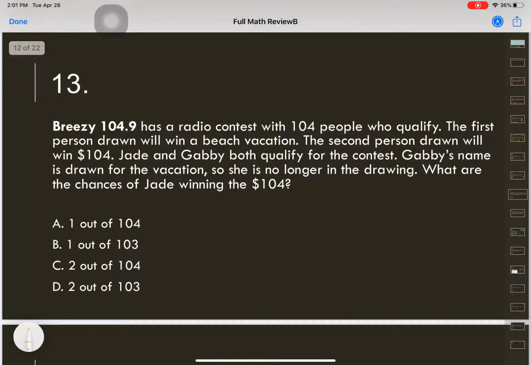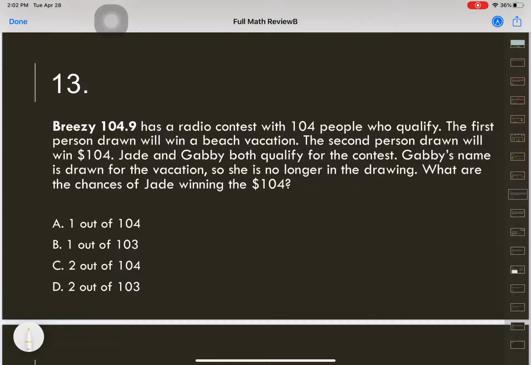13. Breezy 109, 104.9, has a radio contest with 104 people who qualify. The first person drawn will win a beach vacation. The second person drawn will win $104. Jade and Gabby both qualify for the contest. Gabby's name is drawn for the vacation, so she is no longer in the drawing. What are the chances of Jade winning the $104?